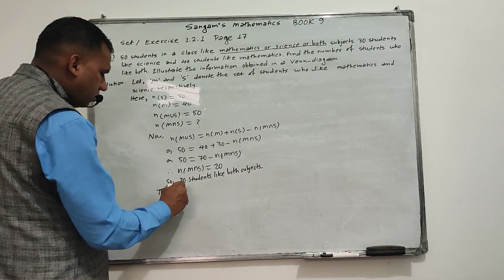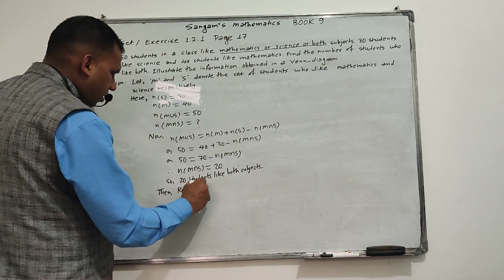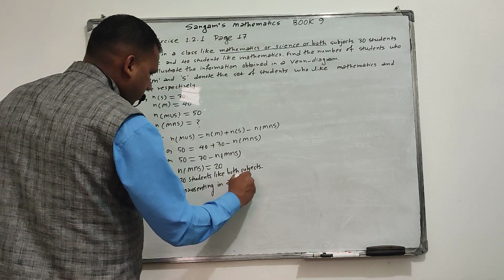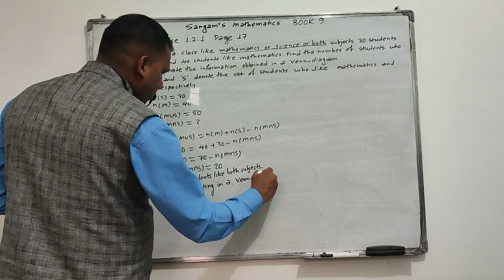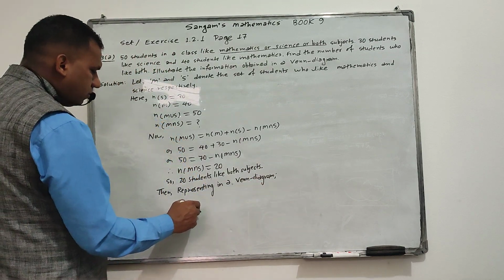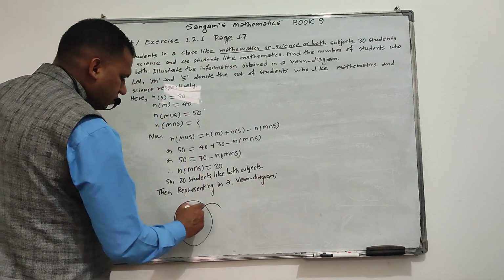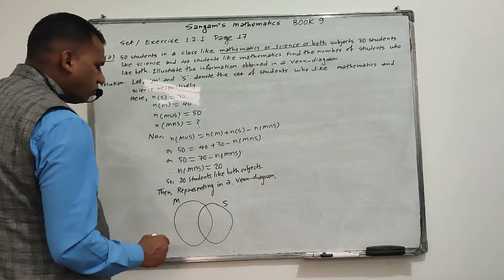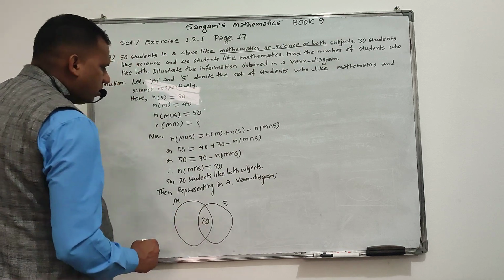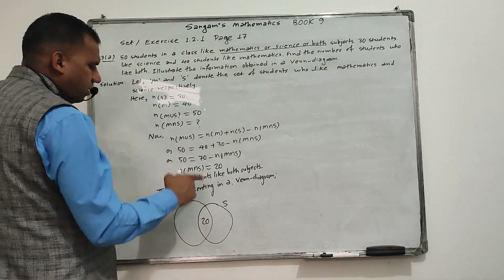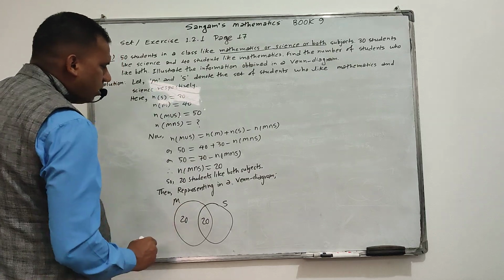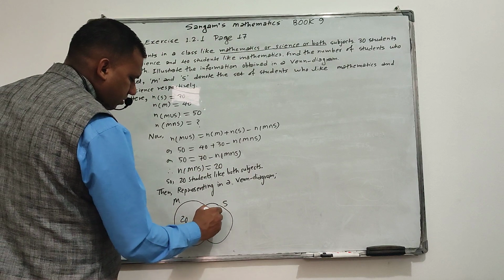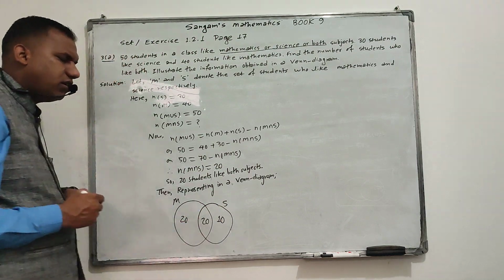Then representing in a Venn diagram. Mathematics M, science S. Like both, that is 20 over here. Like mathematics only, that is 40 minus 20, remaining 20. Like science only, that is 30 minus 20, remaining 10. This is the required Venn diagram.